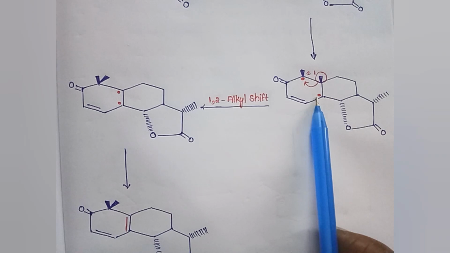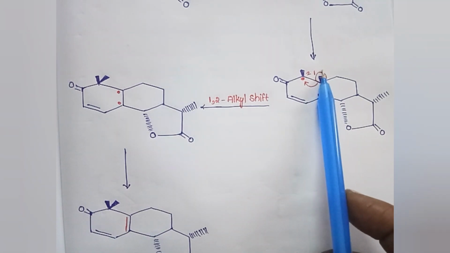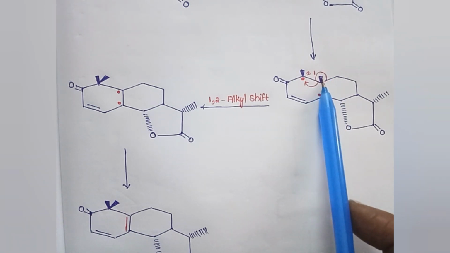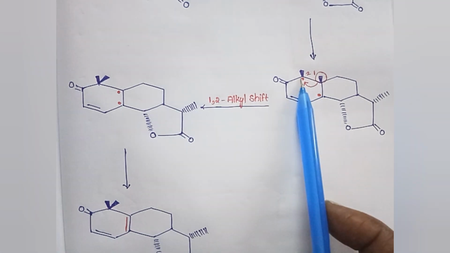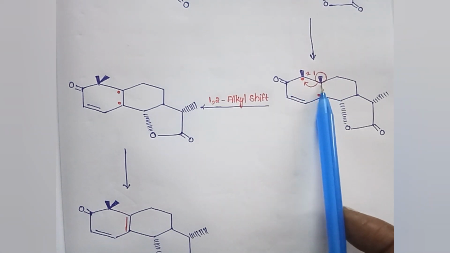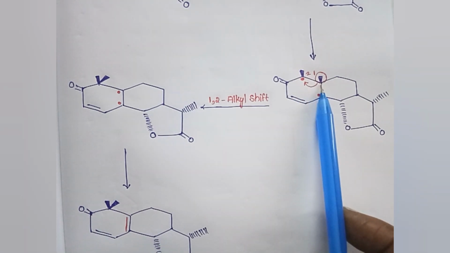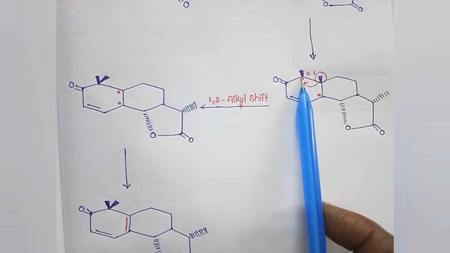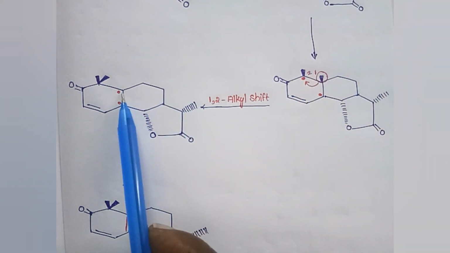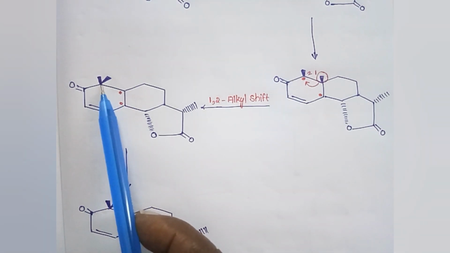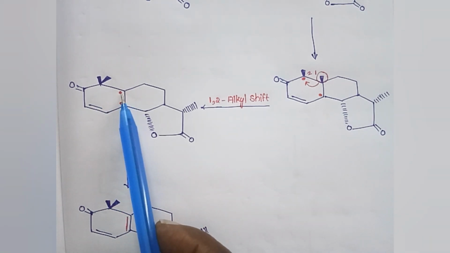This is the primary process. In the secondary process, this CH3 group, that is the alkyl group, will undergo 1,2 alkyl shift. This is one carbon atom, this is second carbon atom. So this alkyl group will shift from here to here, as a result of which a new radical is formed on this carbon atom, and this alkyl group is attached to this radical. So there is a new radical here.